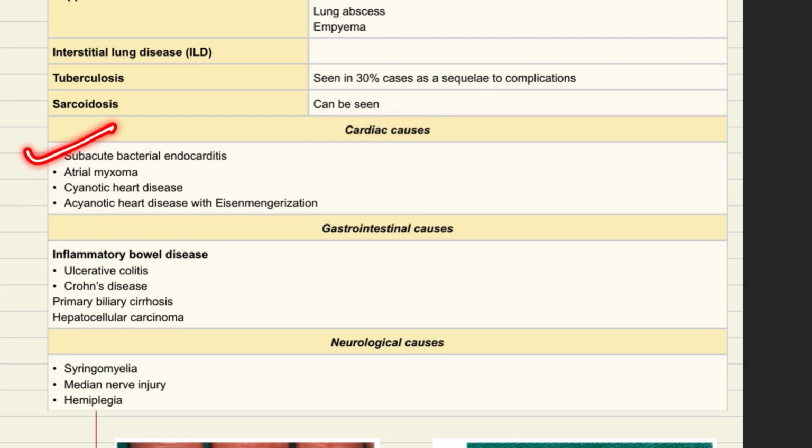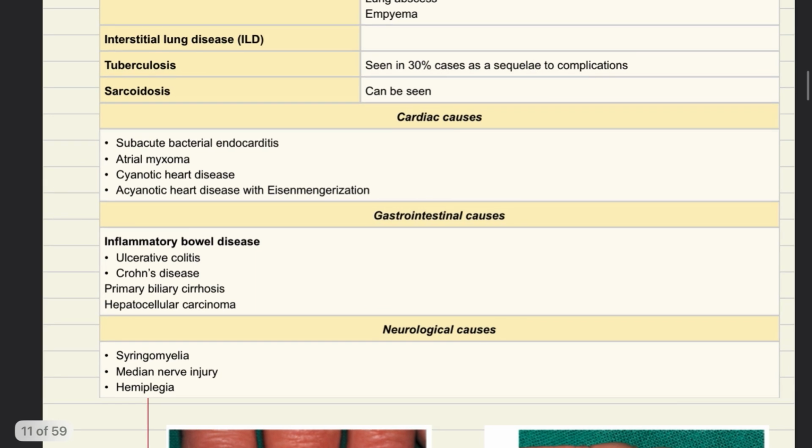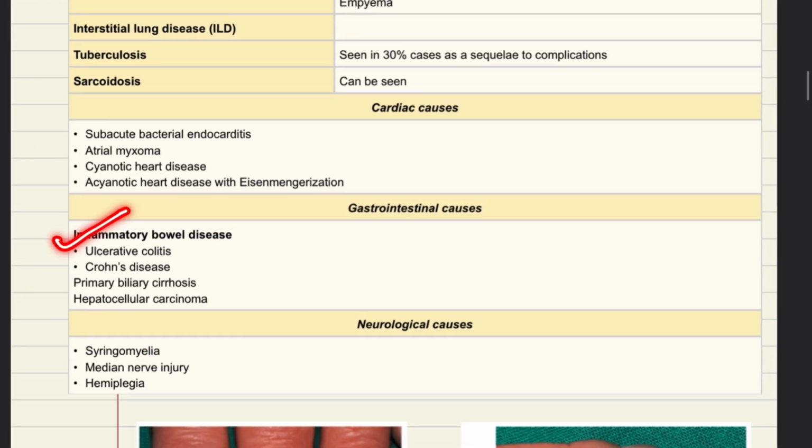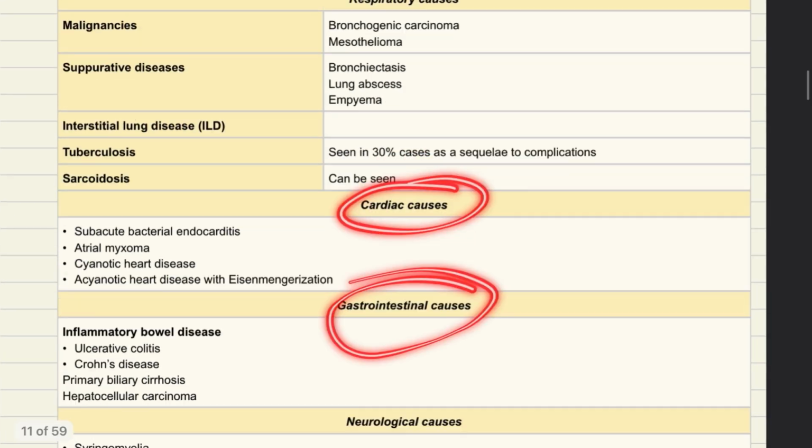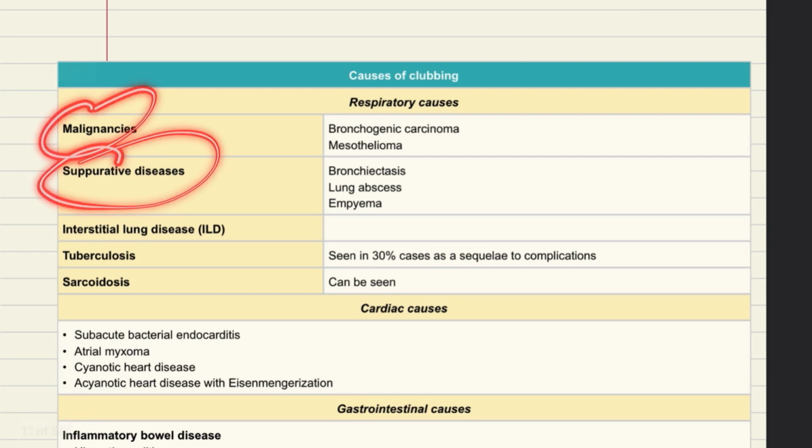Then we have subacute bacterial endocarditis, and then we have the acyanotic disease with Eisenmenger's syndrome. In the GIT, you cannot expect that GIT could have causes for the clubbing, so this becomes very important, and most importantly seen in the inflammatory bowel diseases, that is ulcerative colitis and Crohn's disease. Hepatocellular carcinoma could also be important, but IBD is more important. In the neurological causes, you have median nerve injury, hemiplegia and syringomyelia also. But most importantly, remember the cardiac cause, GIT cause and the malignancy and suppurative causes, they are the most important ones.